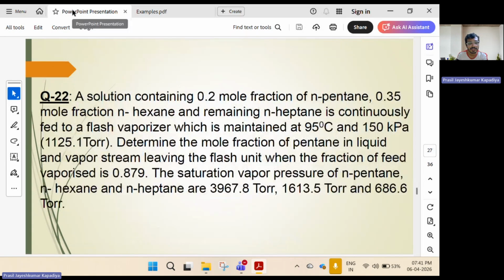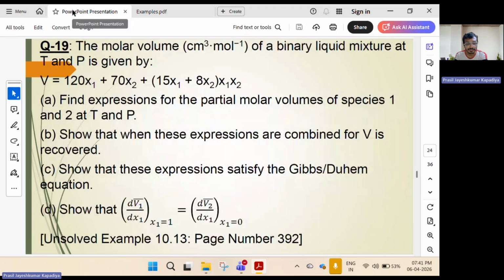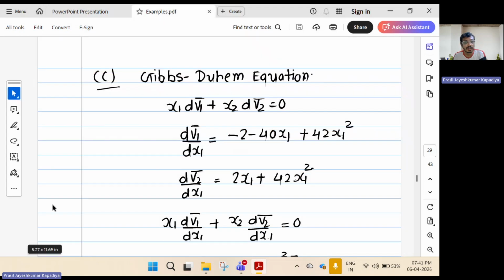Now one more thing we are asked is to show that these expressions satisfy the Gibbs-Duhem equation. Okay, so what is the Gibbs-Duhem equation? The Gibbs-Duhem equation is x1 dV1 bar plus x2 dV2 bar is 0. So we find whether x1 dV1 bar/dx1 plus x2 dV2 bar/dx1 is equal to 0. If this equation is satisfied, then we can say that the Gibbs-Duhem equation is satisfied.